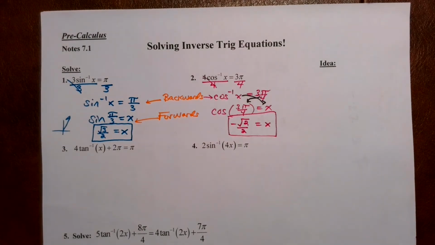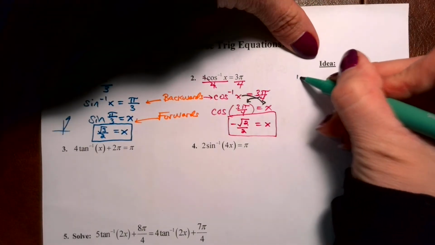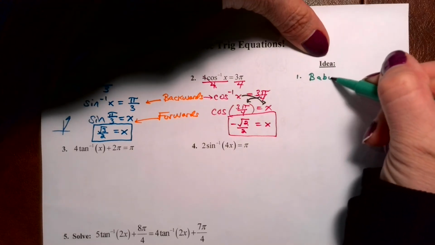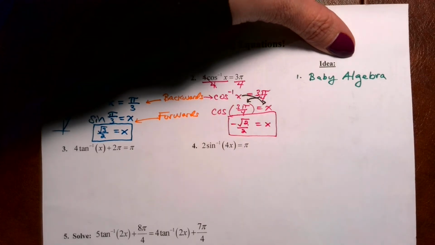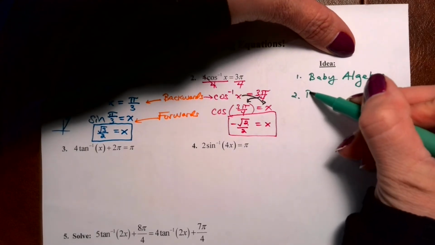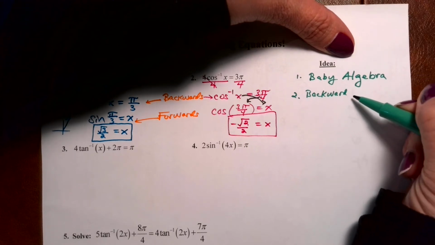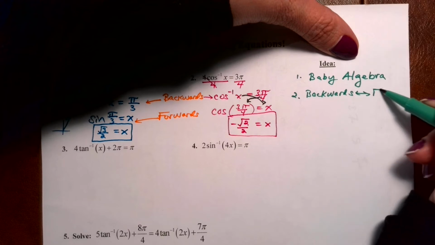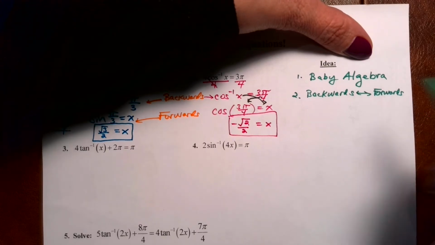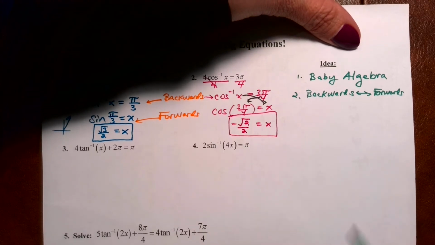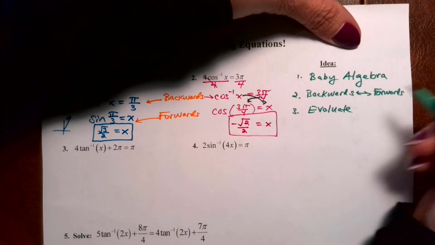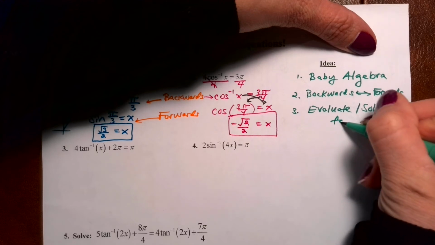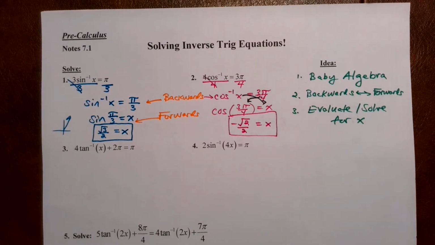Okay, so the idea when you're solving these has a couple of steps. Number 1, baby algebra. Is there anything you can do to divide both sides or collect like terms? You do as much algebra as you can until you get stuck. Then the second thing you do is you switch from the inverse, or the backwards way of writing it, to the forwards way. So you go from an inverse problem to a regular trig problem. Number 3, we evaluate with that unit circle, slash solve for x. And those are going to be the steps that we take for the following.